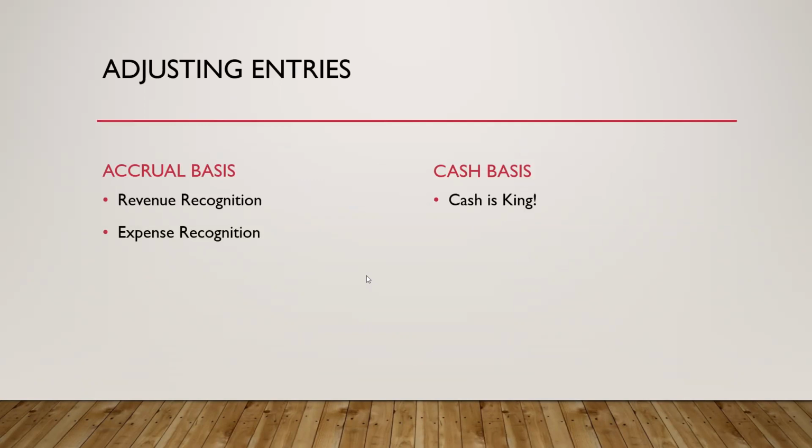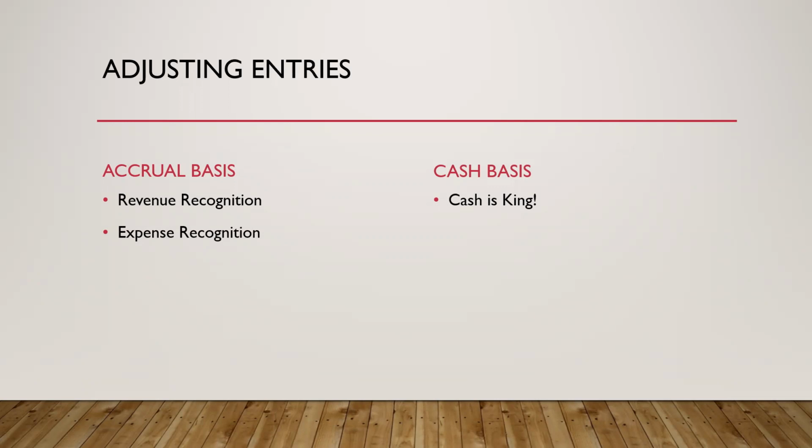Now, we have to do adjusting entries because GAAP requires that we use the accrual basis of accounting. With the accrual basis of accounting, it is governed by the revenue recognition principle, which says we record revenue when the earnings process is complete, and the expense recognition principle or the matching principle, which says we have to match our expenses in the same period as the revenues those expenses help us generate. So, because of this, we have unearned, prepaids, receivables, and payables.